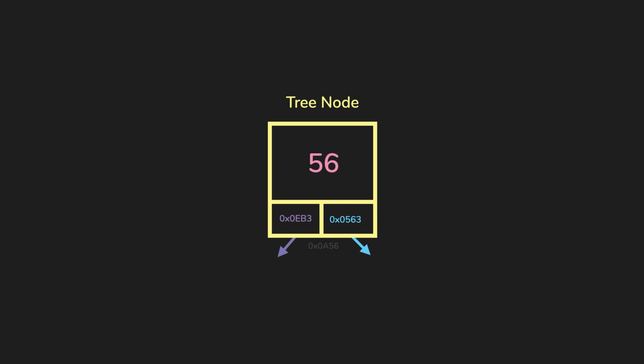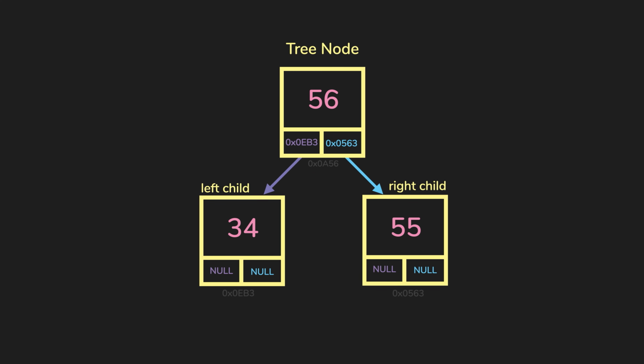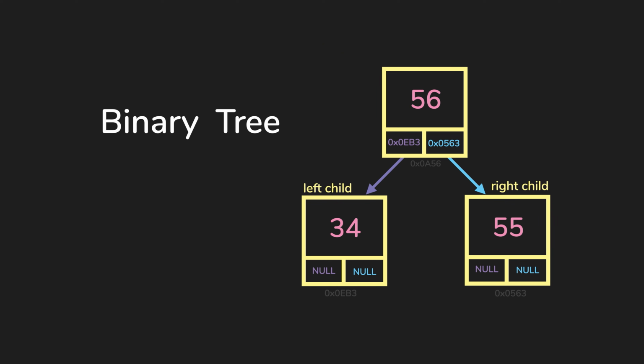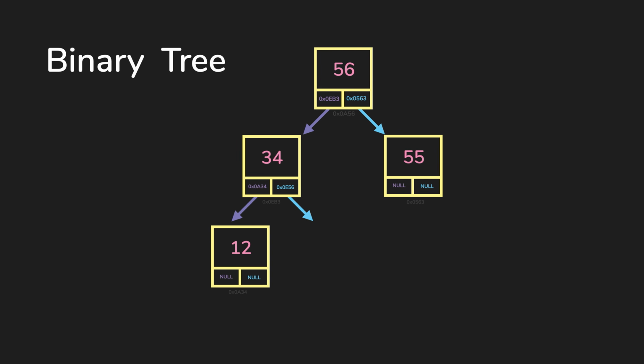A node for a tree is very similar to a node for a linked list. However, a tree node can link to more than one node. The example here is a tree node with two children. This is the most classic version of a tree called a binary tree, where bi in binary means two, so two children. Here's what it looks like if you attach many tree nodes together.